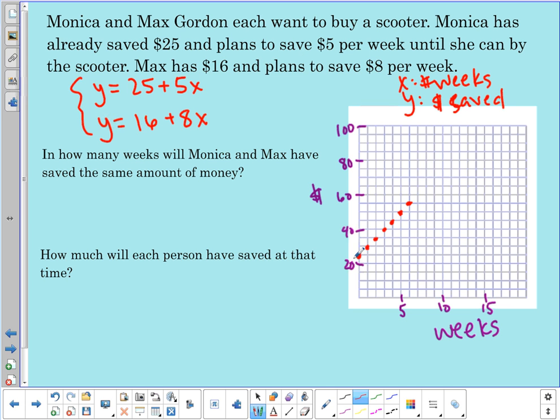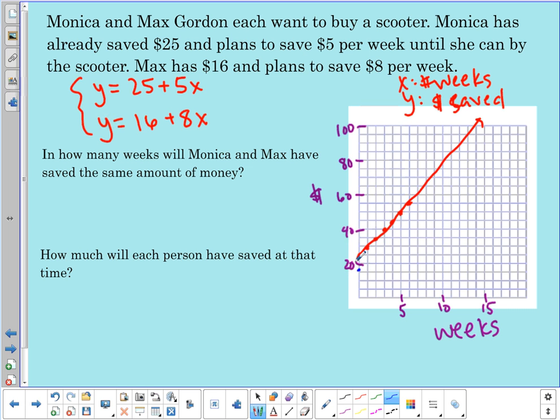Okay, so there's Monica's savings, $5 per week. Now let's talk about Max's savings. Max starts at 16. Now Max is going to be a little bit trickier because he doesn't fall on grid lines like Monica's line did. Monica's line was nicely on the grid lines. But Max is going to start at 16, which is a little bit above the 15.